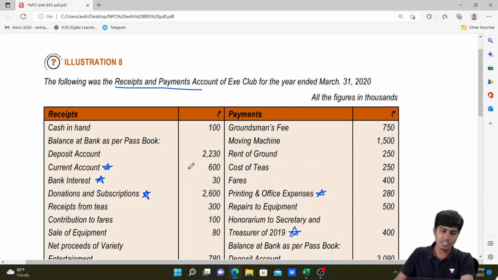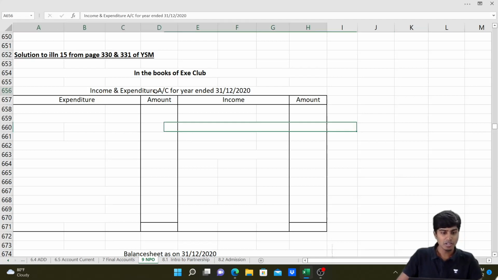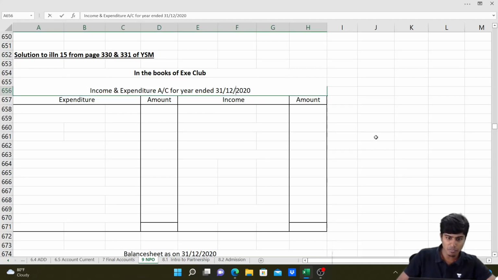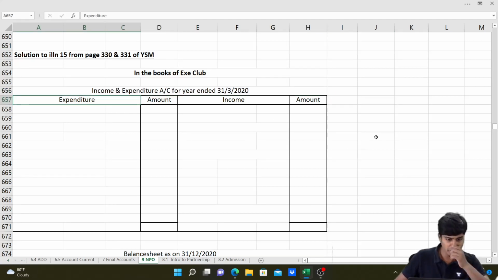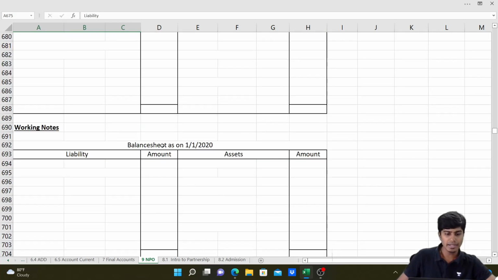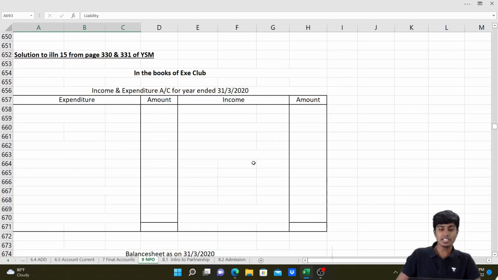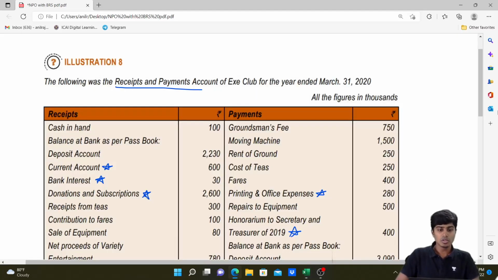So why wait? Why delay? Let's get started with solution to illustration number 8, or as per our material, it's illustration number 15. So income and expenditure account is prepared for 31st of March 2020. Balance sheet is prepared as on 31st of March 2020, and the opening balance sheet will be on 1st of April 2019. And then we would have to open few ledgers also, the items that I just marked, saying that these have to be adjusted. So let's get started.